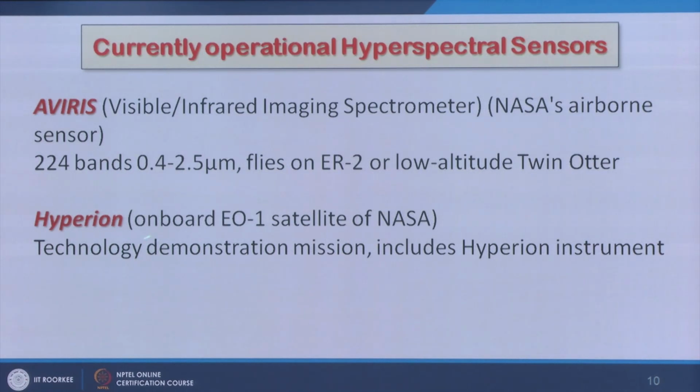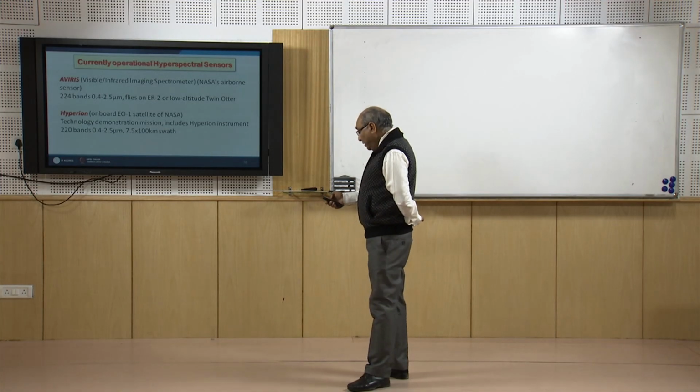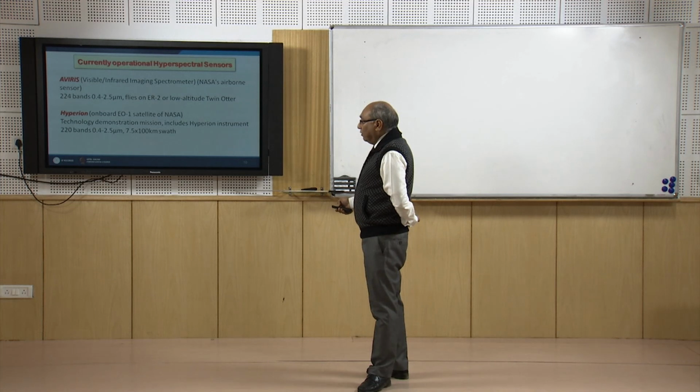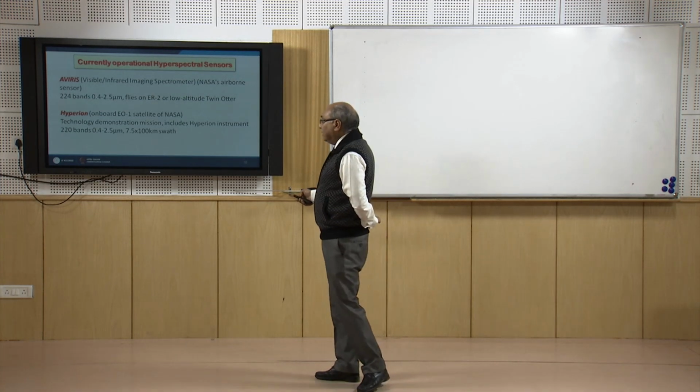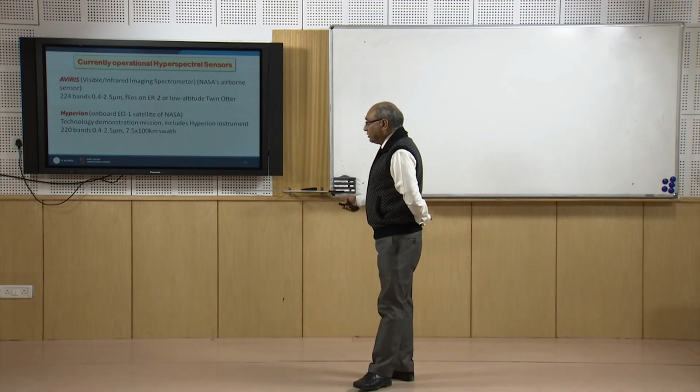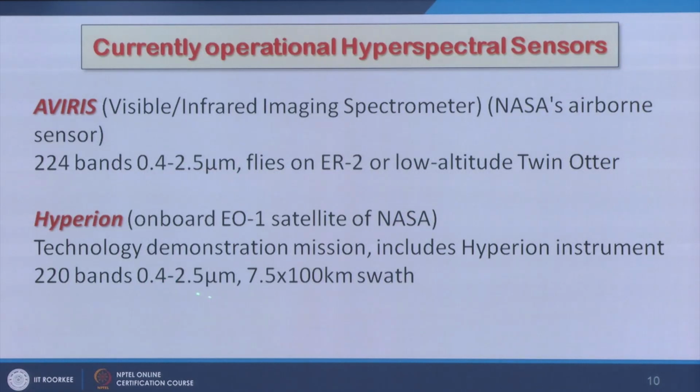So this was a technology demonstration mission, which includes the Hyperion instrument, and it has 220 bands, because everything was tested for a decade on the airborne version, and almost the same things were there, and of course then the number of bands was reduced a little bit to 220. The total bandwidth coverage remained the same, because in the experiment it was found to be all right. And then the swath, of course, is a little different.